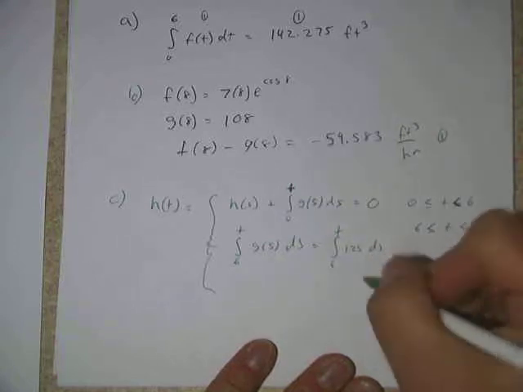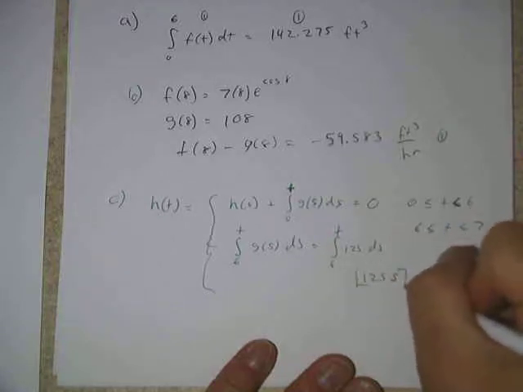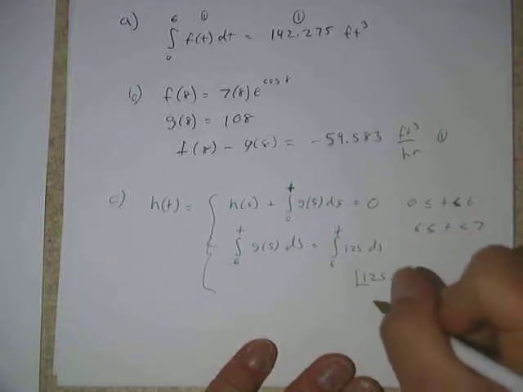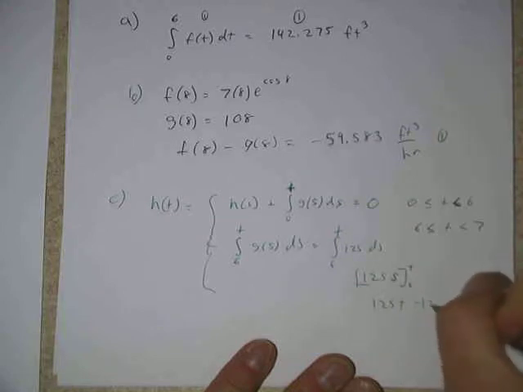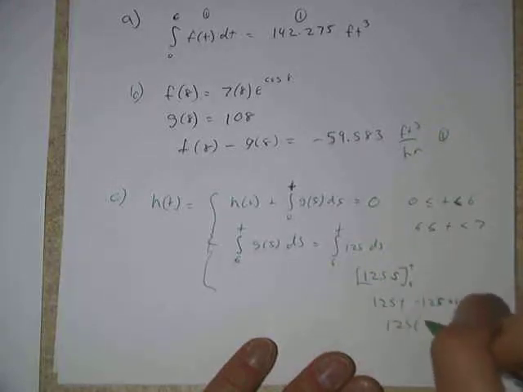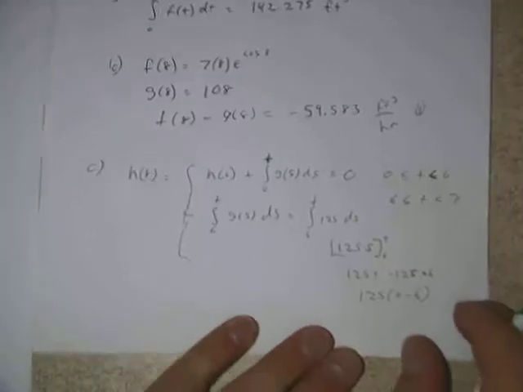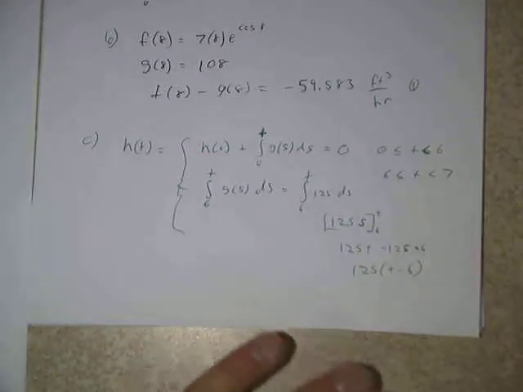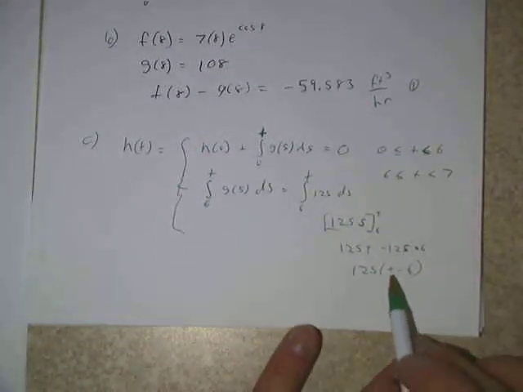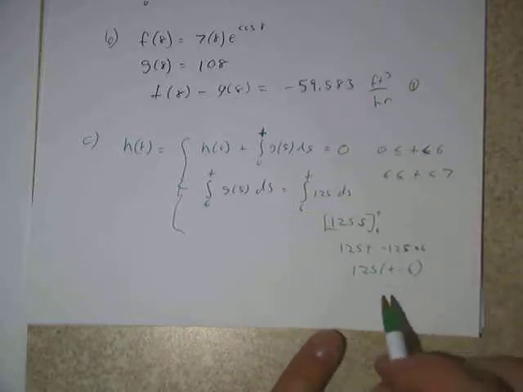All right, and the question is, could we write that piece as an actual function? Well, of course, the antiderivative of 125 is 125 s. And if we evaluate that on t and 6, we're going to get 125 t minus 125 times 6. So ultimately it'd be 125 times t minus 6.